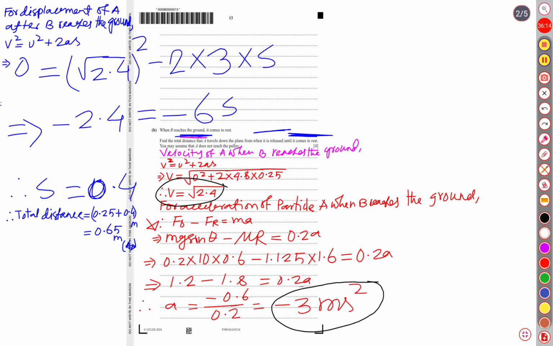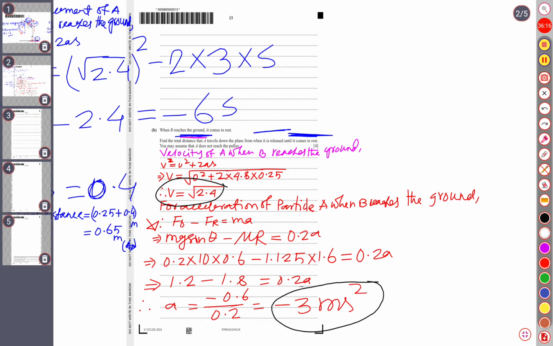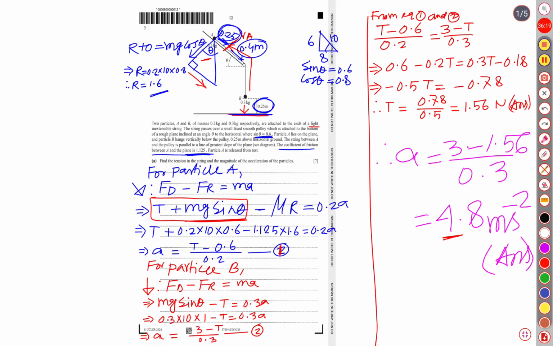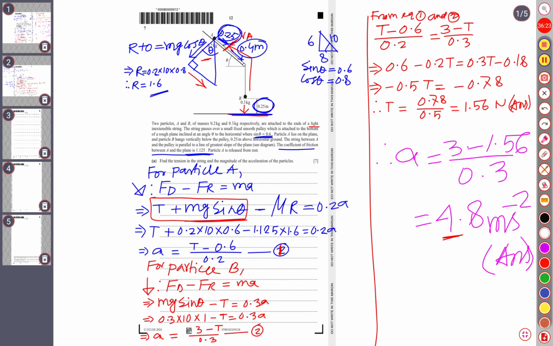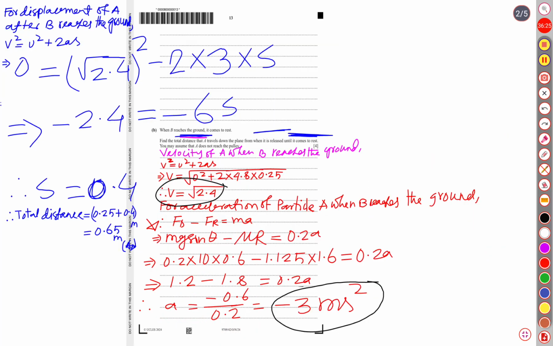This is the total distance traveled by A, and this is the whole solution at a glance. Let me show the first part. This is the first part of the solution, and once again, this is the second part. That means the distance traveled by A since the beginning is 0.65. 0.25 was traveled by each of them initially, and after B reaches the ground, A continued to travel 0.4 meter distance. So a total of 0.65 meter was traveled by A.